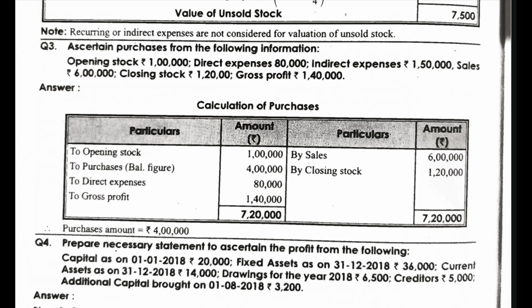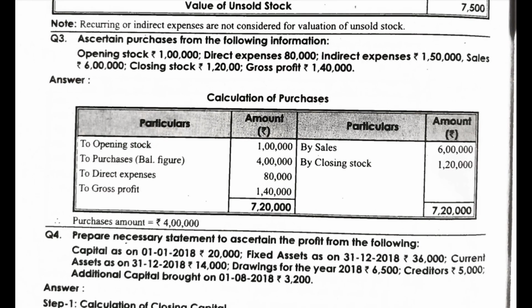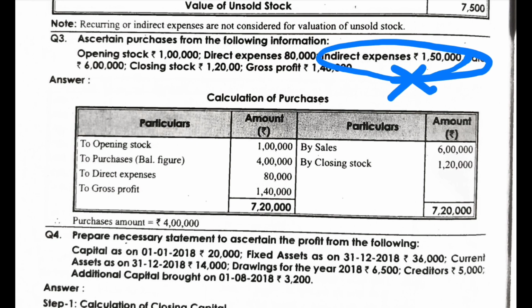In the trading account you have to remember that only direct expenses we will take. We will not consider the indirect expenses in the trading account. The indirect expenses are given just to confuse, so we have to ignore them. This is one point you have to remember. Indirect expenses we will take in the profit and loss account, but we have to prepare only the trading account. That's why we are ignoring the indirect expenses. It's clear?